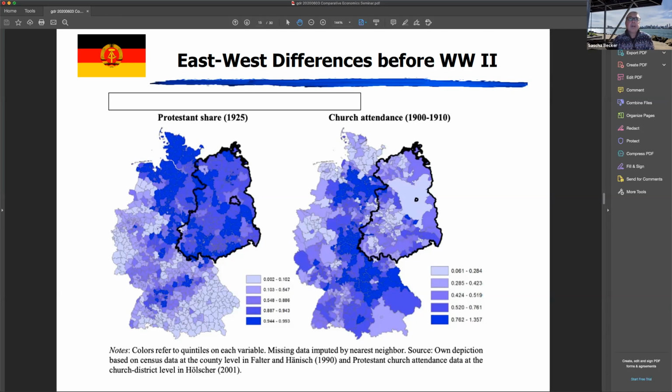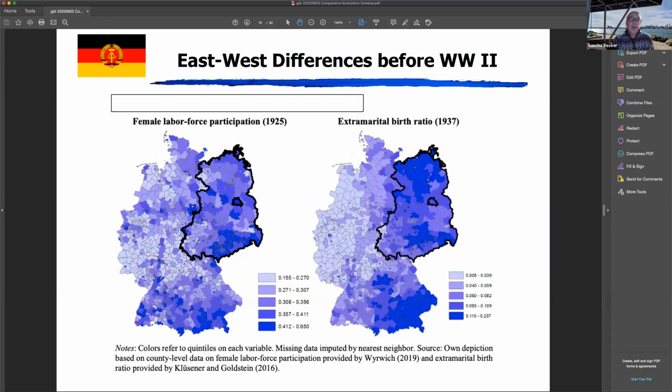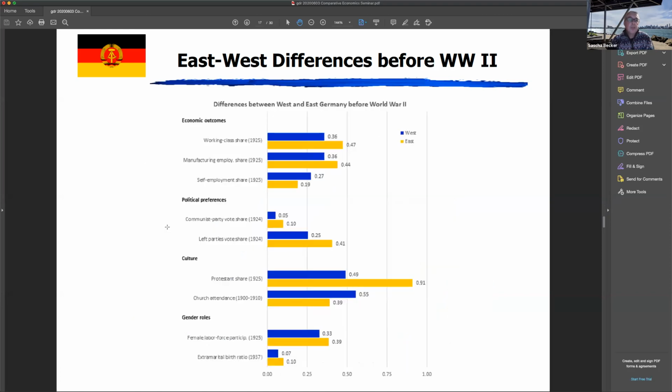And the changes in the northern part of the border are sometimes not as stark as in the southern part of the border. Finally, returning to the extramarital birth ratios, which are mentioned by Klüsener-Goldstein, we see that it is far higher in the East than in the West. And female labor force participation is another of the outcomes often associated with communism, because the communists were keen to get women to work, partly because they wanted to influence kids by getting them into nurseries and influencing their socialist education from early on. It turns out that female labor force participation in the East was already somewhat higher than in the West in 1925. So this is all about pre-World War II differences.